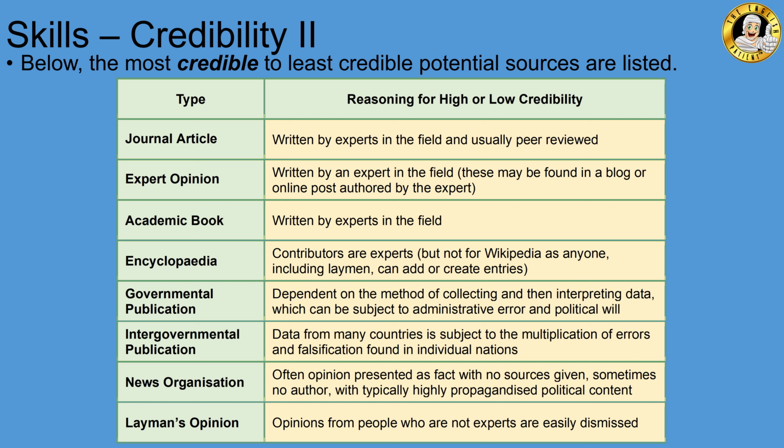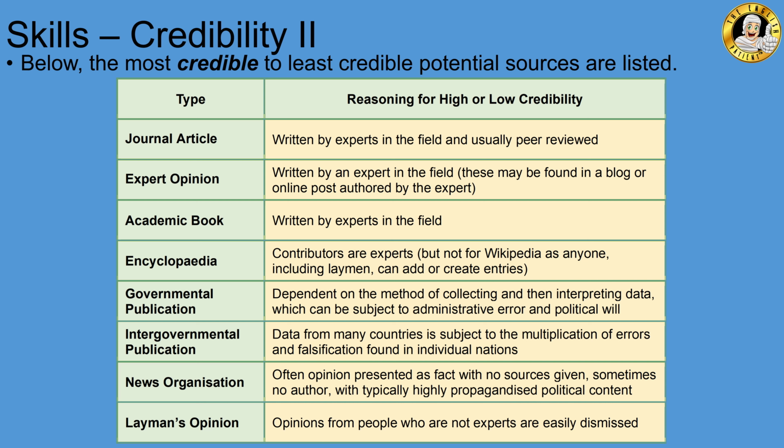Now, getting towards the bottom of what is credible, we now have news organizations. Though many people would like to think that news organizations are unbiased, the truth of the matter is that often opinions are being advocated by news organizations, presented as facts, often with no sources given. They might say an expert said this. Who exactly is the expert? Often the author is not even given for many of these articles, so you don't even know who actually wrote it. And typically these are very highly propagandized, especially in relation to political content. For example, who's the good guy and who's the bad guy in a particular war. These will be very, very politicized.